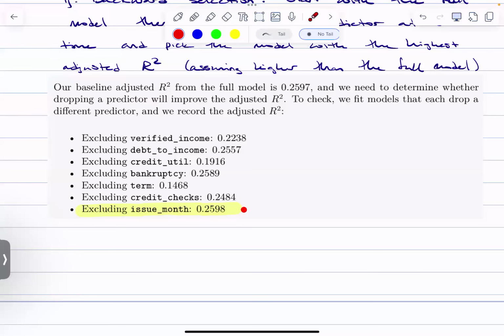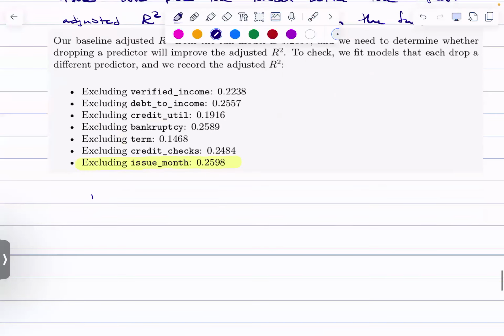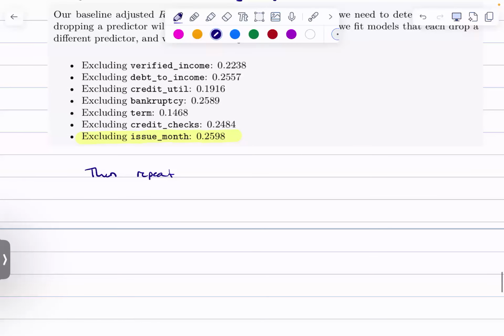And now you would do the same thing. So now your new full model would include all the other predictors. And then you would keep going like that. And then repeat with all predictors excluding issue month.